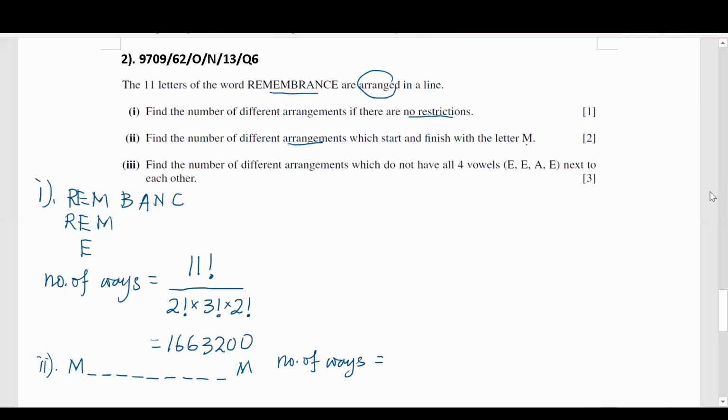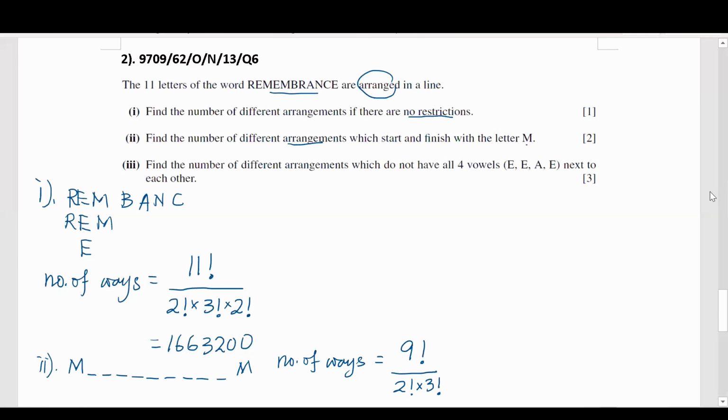As the M's are in the first and the last, we have 9 letters to be arranged. So there are 9 factorial ways for them to be arranged. At the same time, there are 2 R's identical. We need to get rid of the repeated ways, and the 3 E's identical.